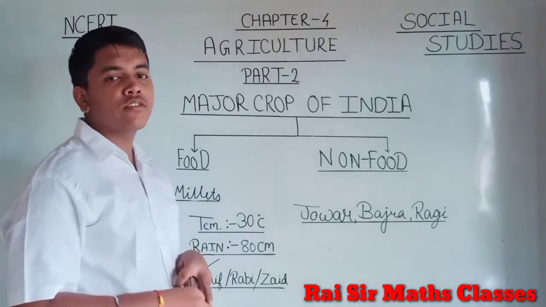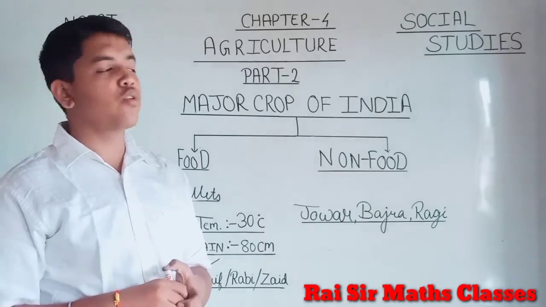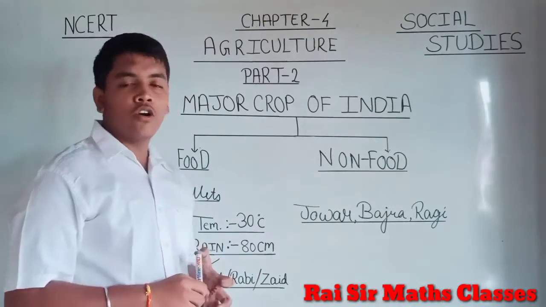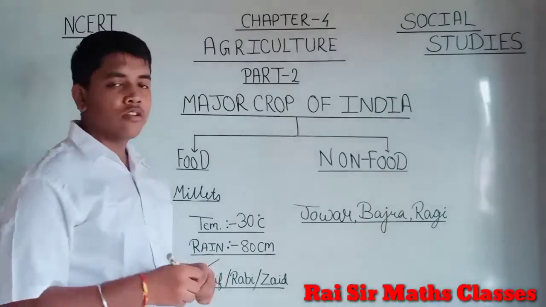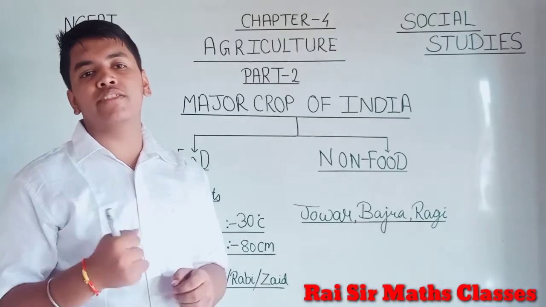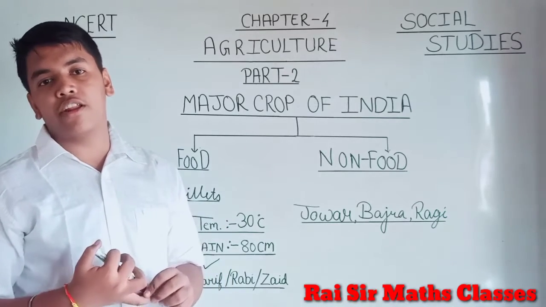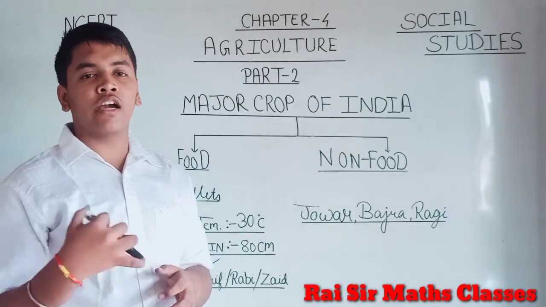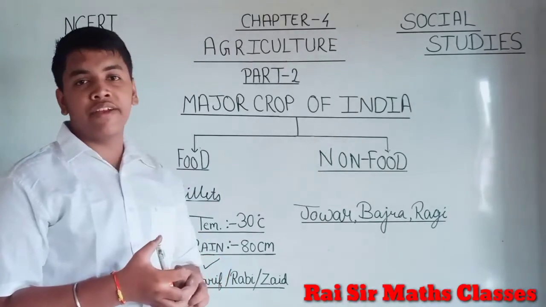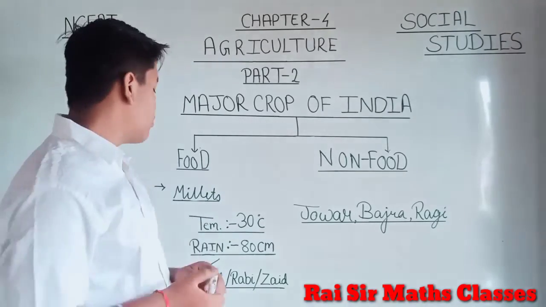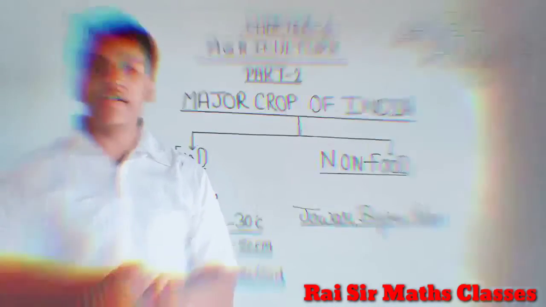So these are the millets. A short recap of this also. Millets are basically of many types; we are going to know about 3 or 4. Corn, jowar, bajra and ragi are the main millets grown in India. They require a temperature near 30 degrees Celsius and 80 centimeter of annual rainfall, and it is a kharif crop as it requires more water and can be cultivated in the monsoon season. These are the characteristics of millet crops in India especially.